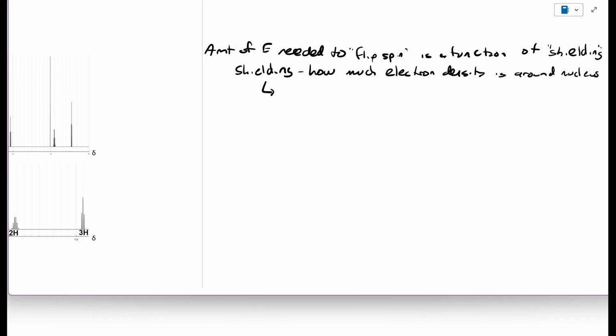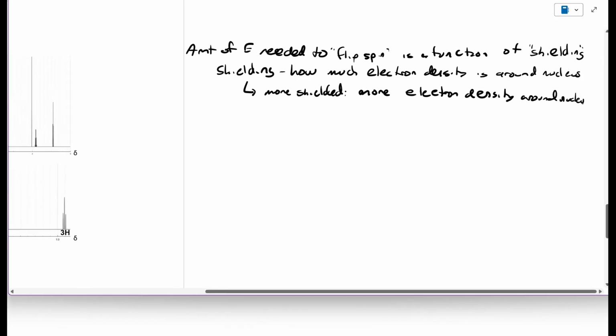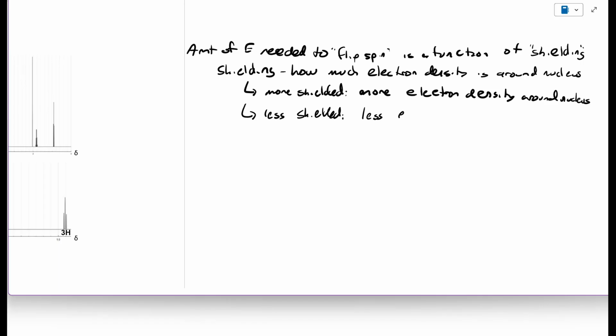And the terms that we use, we can say more shielded. More shielded would mean more electron density around the nucleus. And less shielded would mean less electron density around the nucleus. Now, why would a molecule have less electron density around the nucleus?